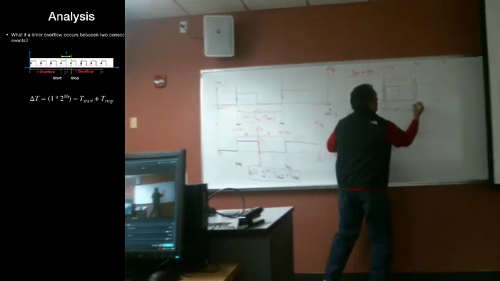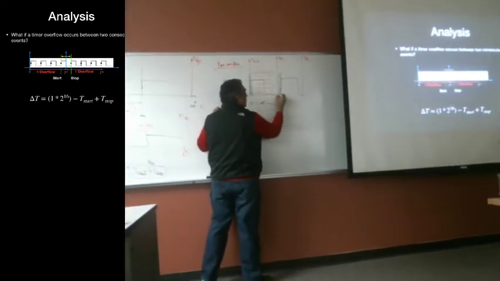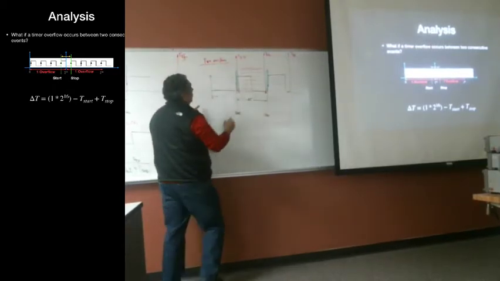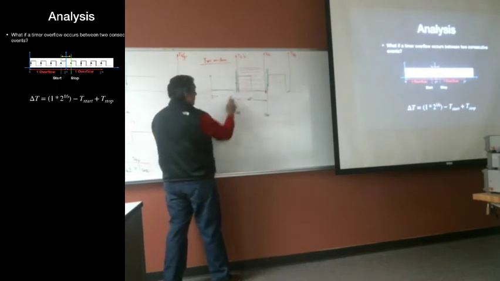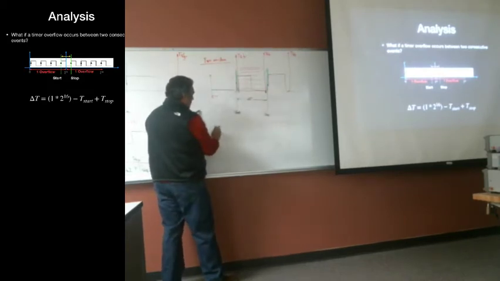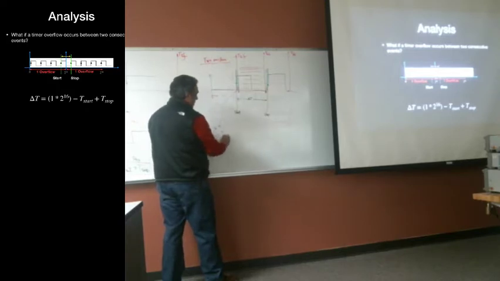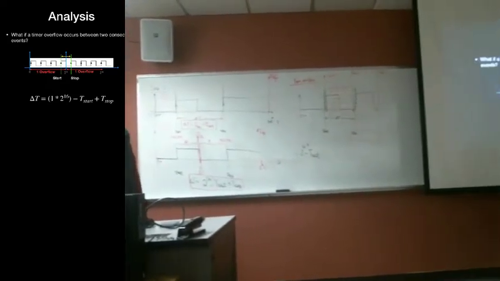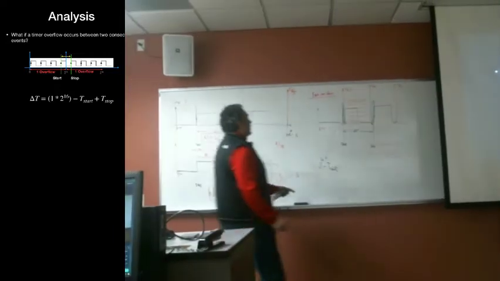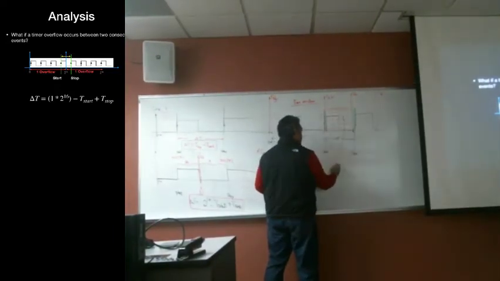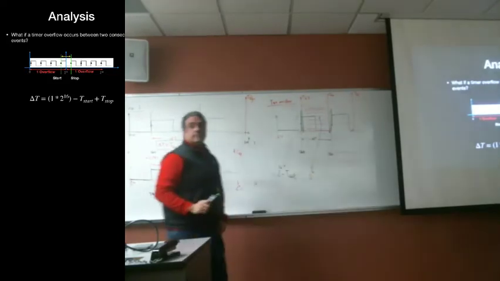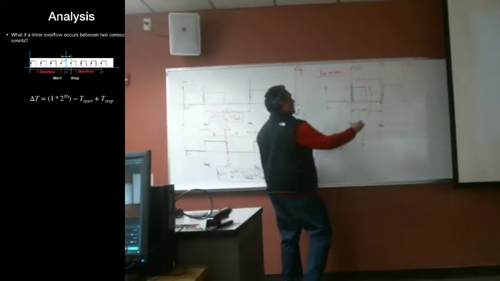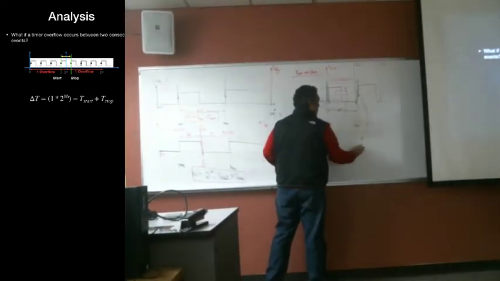Every time one of these overflows happens, my clock begins back at 0. So the only way that I can get this little piece right here is 2 to the 16 minus the start. So that's my one overflow. This part is just 2 to the 16. See that? And then this little sliver here is just t stop.